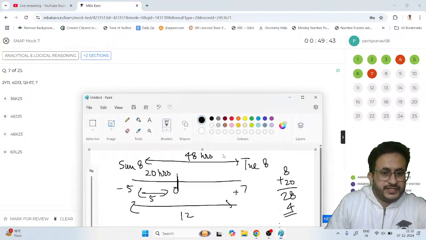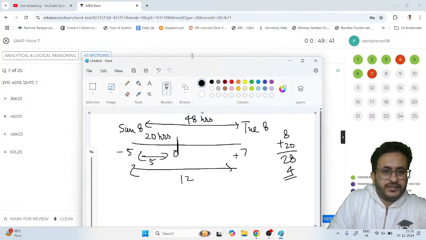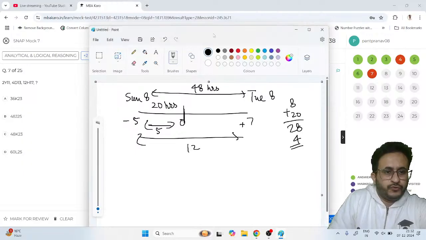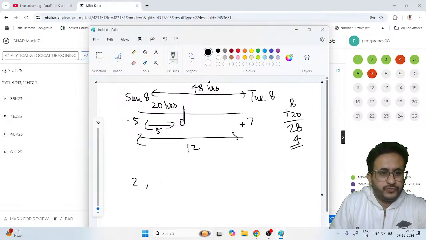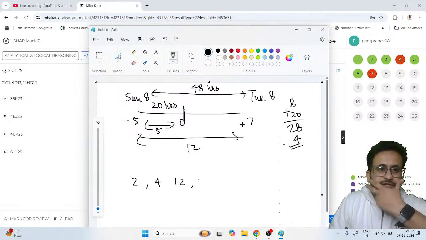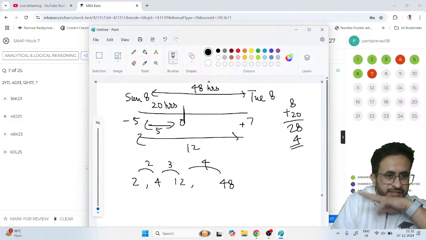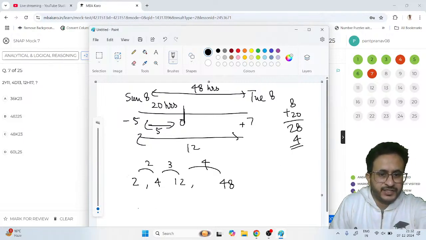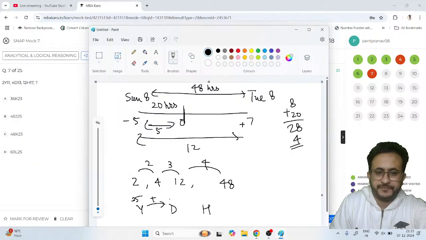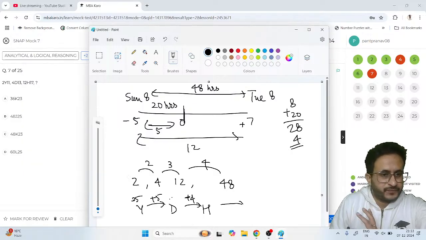Now this is a series. 2, 4, 12, 2, 4, 12. We need to think of the number. Multiplied by 2, multiplied by 3, it should be multiplied by 4. So the number is 48 and the letters are YDH. Y is 25. D means plus 5. Okay. And this is plus 4. Could be plus 3. Okay, just taking a guess. So HIJK.